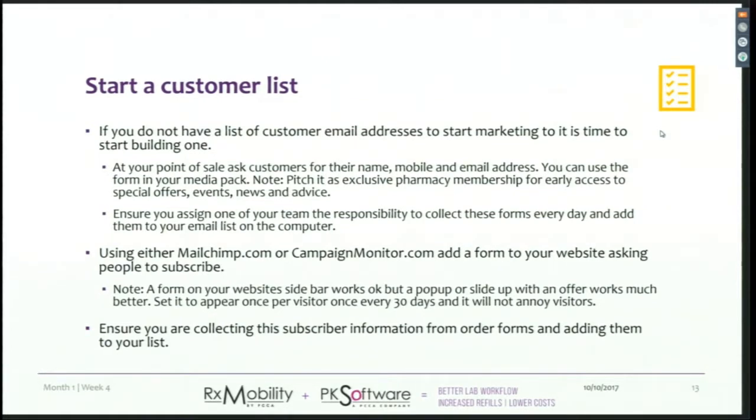You could do it at the point of sale. Ask the customer for their name, mobile, and email address. Ask them, do they want to opt in? Tell them you'll have exclusive offers for people who opt into the email. They'll get early access to special offers, events, news, and advice.